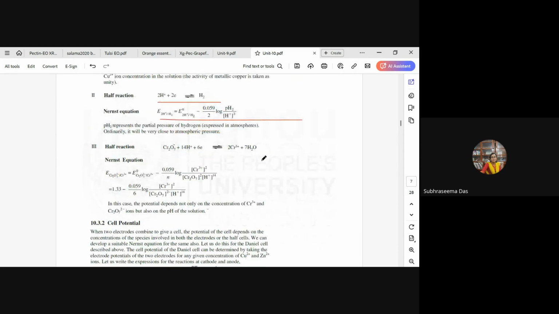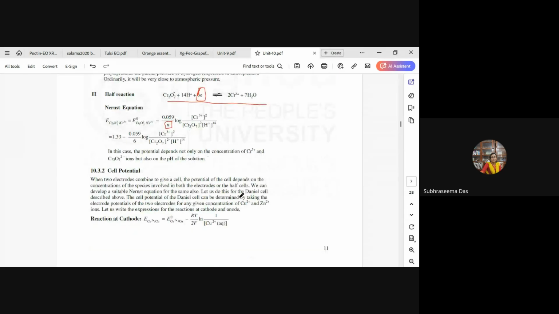In the third case, if we look into this equation, the Nernst equation here, the total overall equation represents 6 electrons. That is why we will represent the 6 electrons and find out the value of this. So this is how we can calculate the EMF of any half cell reaction.